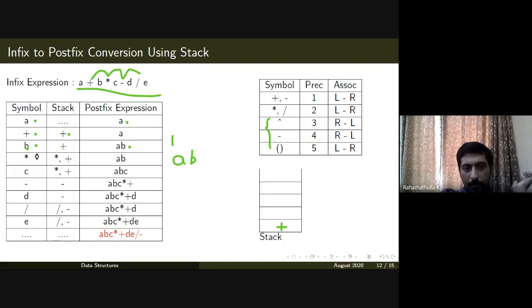If you're getting one more operator, then you need to check what is the current status of the stack. If the stack is not empty, you mean that there is something on the stack. So what you have got right now is an operator star. On top of the stack, you have an operator plus. You need to check the precedence of these two operators, or compare the precedence of these two operators.